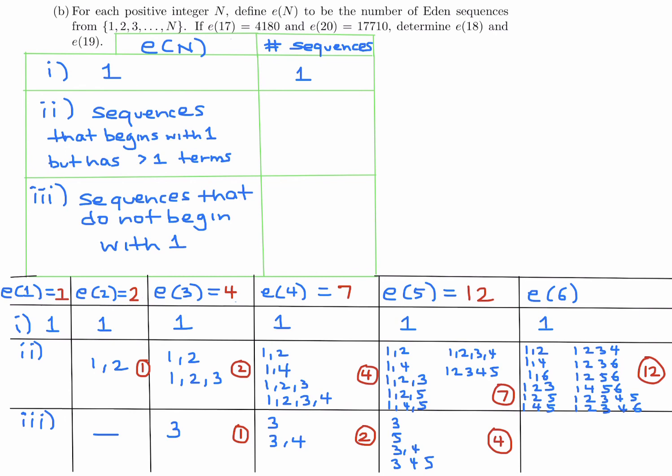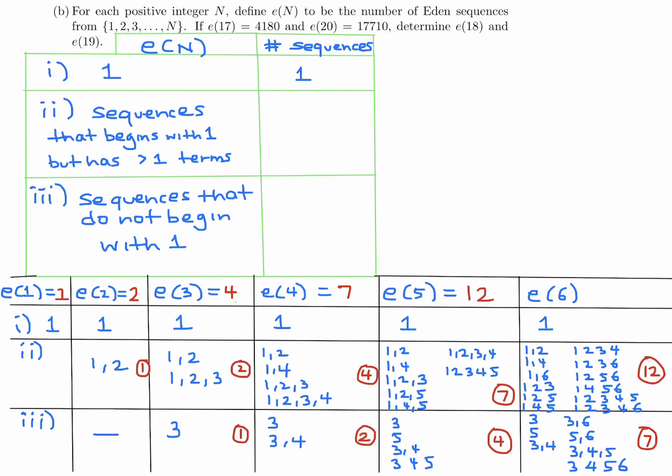And then the third category for E6, we have 3, 5, 3, 4. We have 3, 6, 5, 6, 3, 4, 5, and we have 3, 4, 5, 6. So how many is that? That is 7.